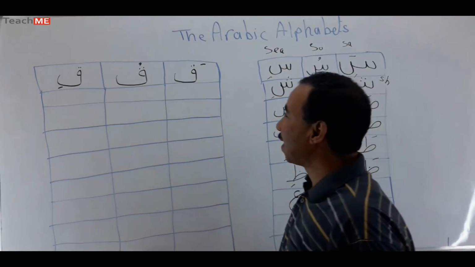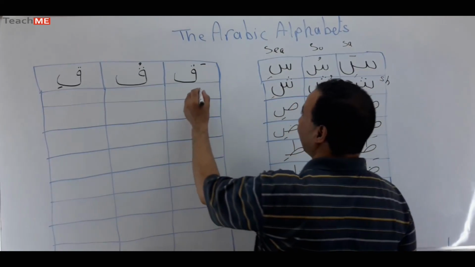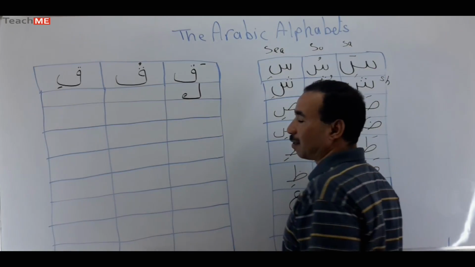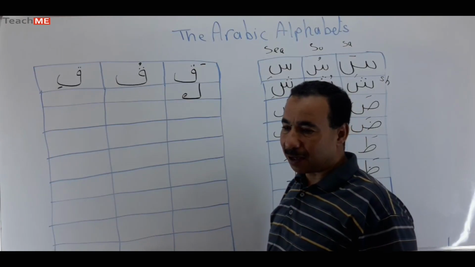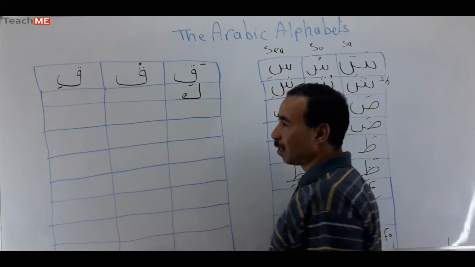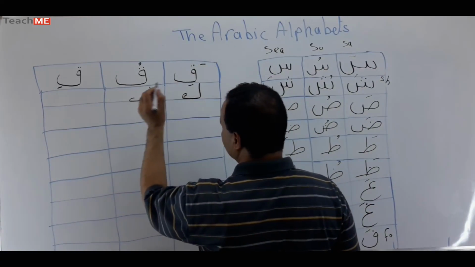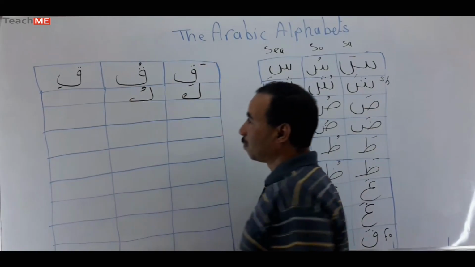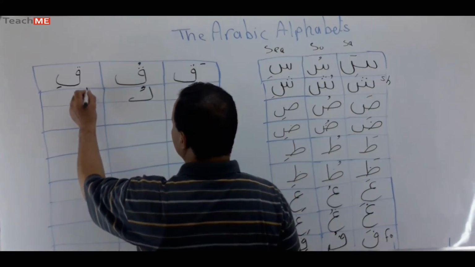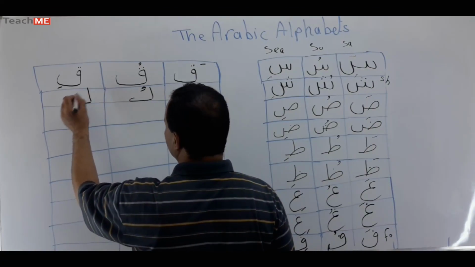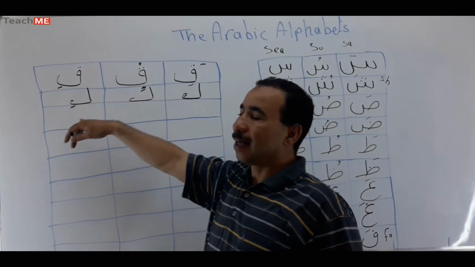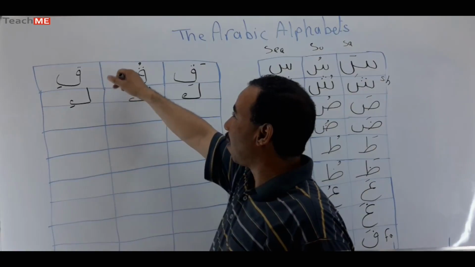Look at Kaf. This is Kaf. We call it Kaf. With fatha, ka. With dhamma, ku. With kasra, ki. Ka, ku, ki. It is near Qaf.